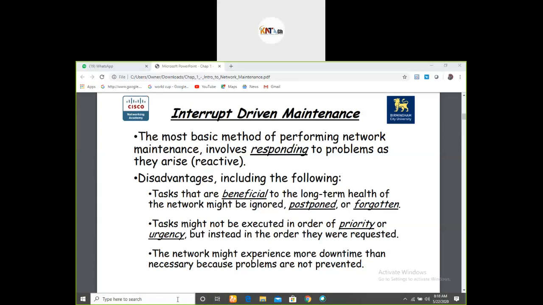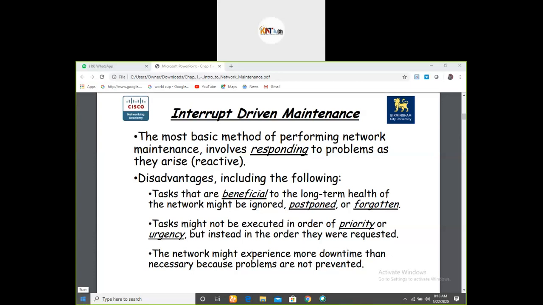Now, the disadvantages include the following. Tasks that are beneficial to the long-term health of the network might be ignored, postponed, or forgotten. Now, this type of reactive or interrupt-driven maintenance involves responding to problems as they arise.